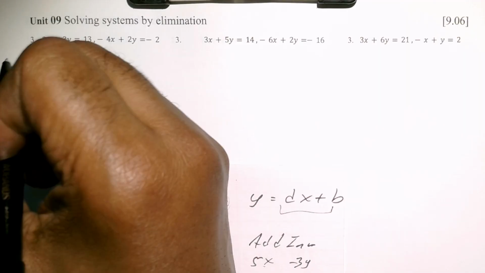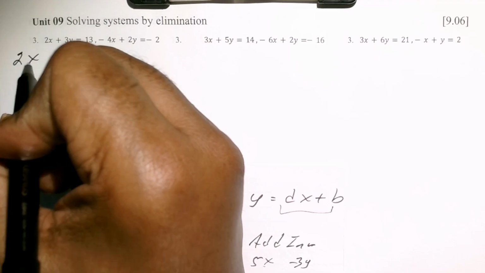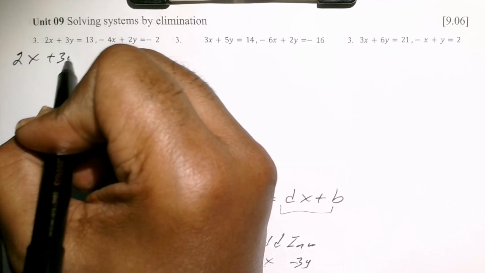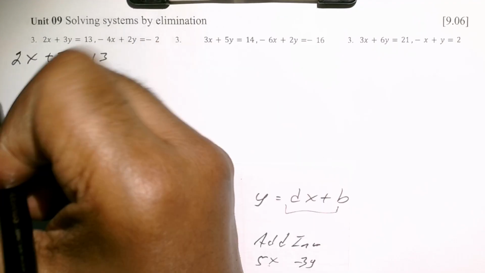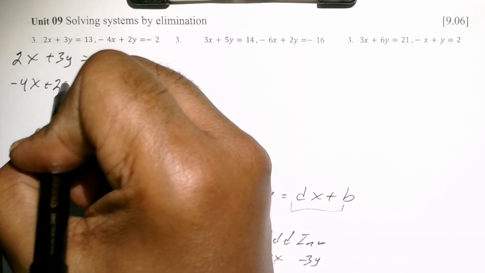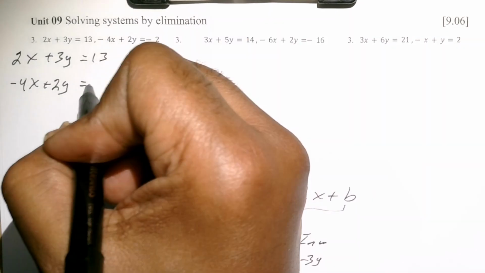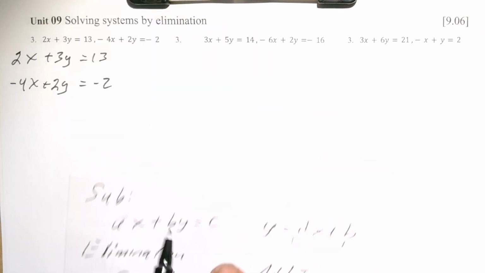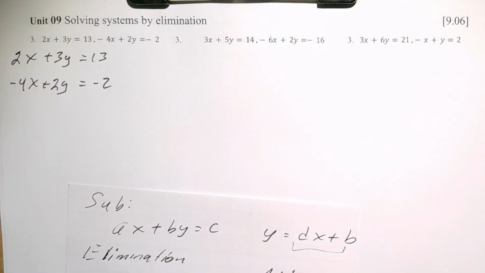Well, let's line these up. 2x plus 3y equals 13. And then negative 4x plus 2y equals negative 2. Now, we don't have additive inverses. So what we're going to do is create additive inverses.